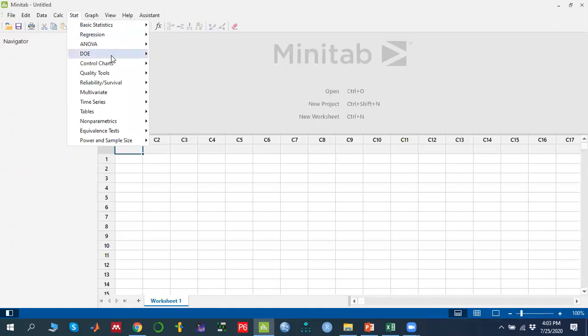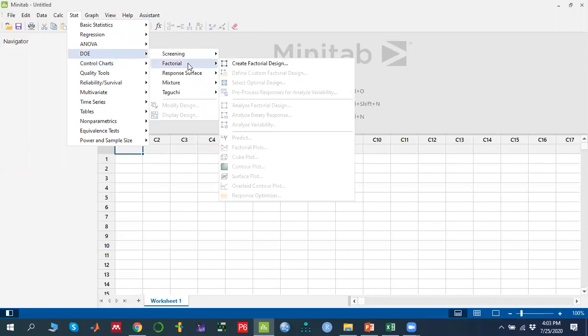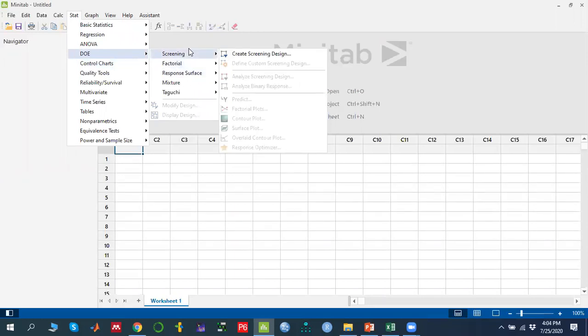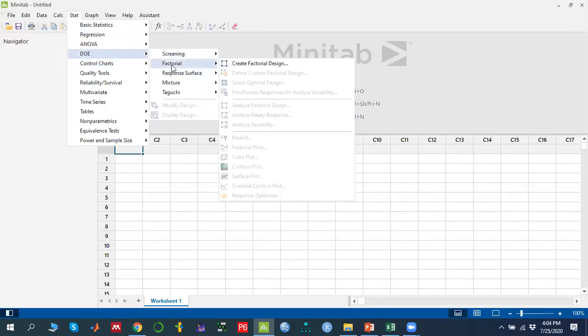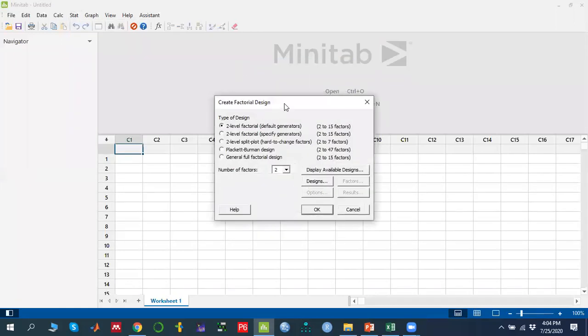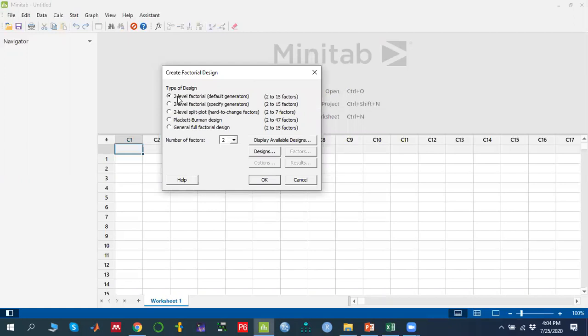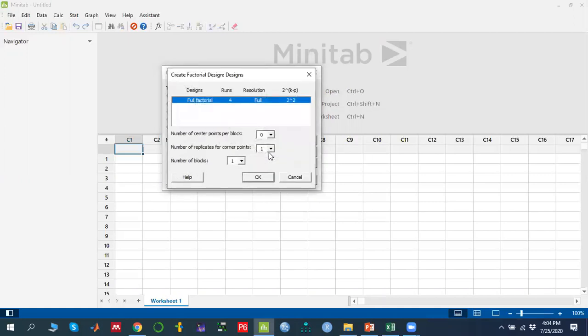We should go to Stats, DOE. There are different types of design of experiment. Right now I'm going to conduct factorial, then Create. I'm going to take the first one, which is 2-level factorial, and the number of factors is 2, which are time and pressure. Then we will click on Designs. Here it asks how many times you want to repeat this experiment. I am saying 3 times.